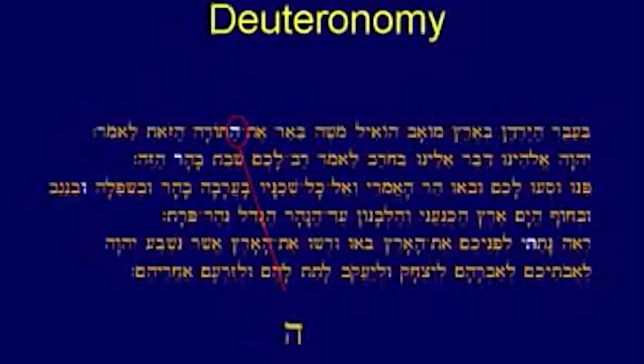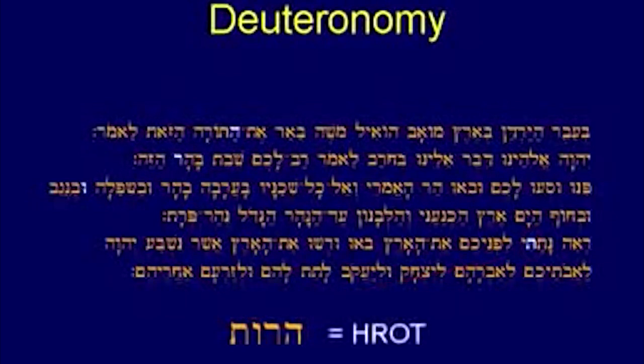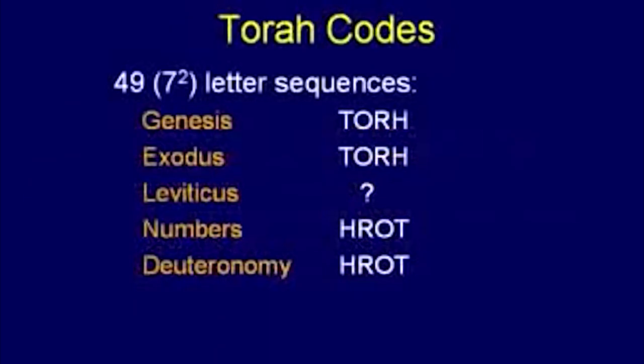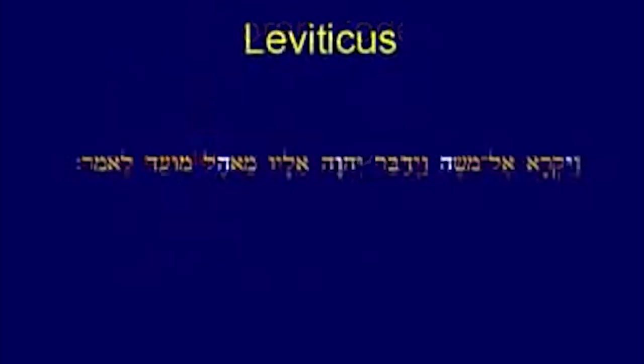You go to Deuteronomy, you have essentially the same equivalent thing happens. And now you're puzzled because you've got it forward, forward, backward, backward. You can't resist going back to Leviticus and looking at Leviticus more closely. We have 49, the 7 squared, letter sequences: Torah, Torah, forward in Genesis, Exodus, backwards in Numbers and Deuteronomy.